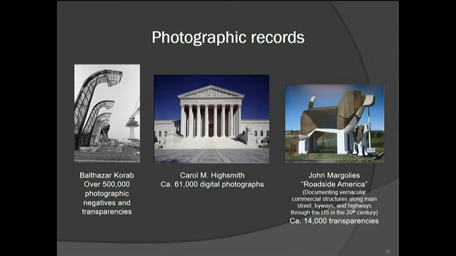And then this one is the Supreme Court, just visualize the Supreme Court. Remember that, because in the next slide or two, I'm going to show other things related to the Supreme Court. And the third one you see is John Margolies. He drove around and took pictures of vernacular commercial structures by street, by highway. So these are interesting collections as well.